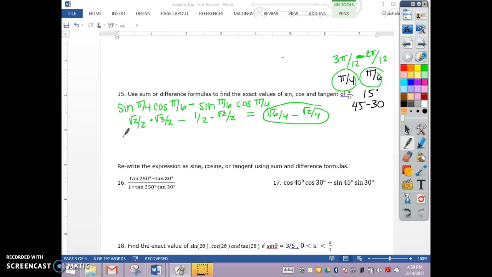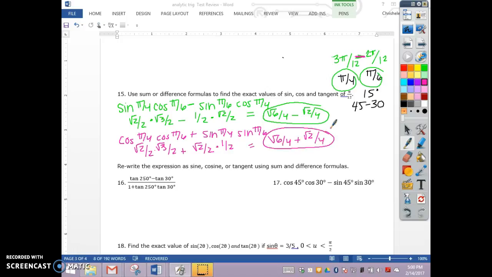Cosine. For cosine, Cosette likes to sit by her sister. So cosine pi over 4, cosine pi over 6. She says their signs are not compatible, opposites. Sine pi over 4, sine pi over 6. Same things, just in a different order. Square root of 2 over 2, square root of 3 over 2. Plus square root of 2 over 2, 1/2. So my answer is square root of 6 over 4 plus square root of 2 over 4.